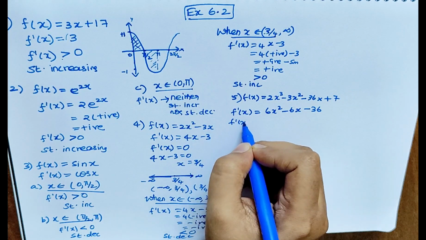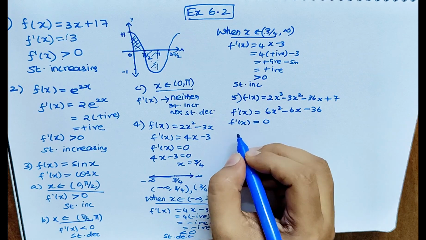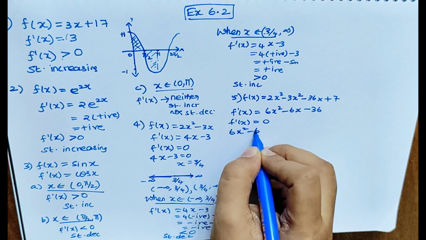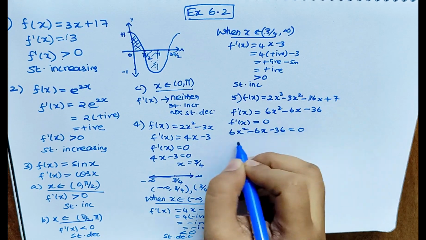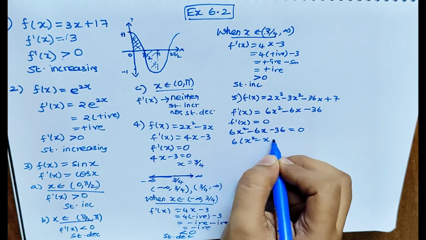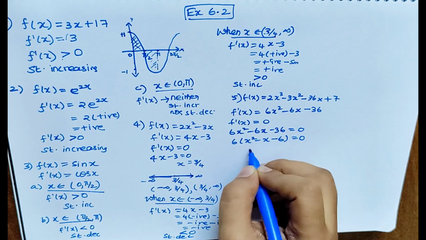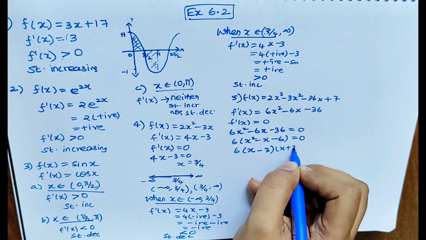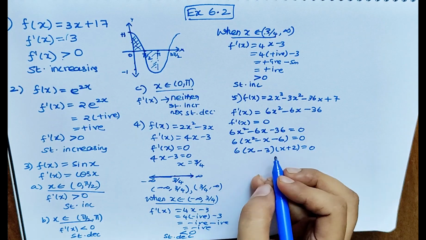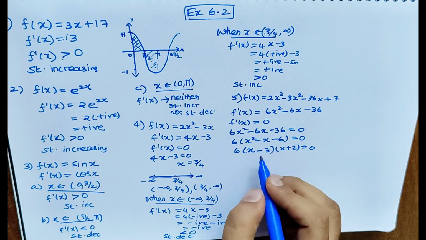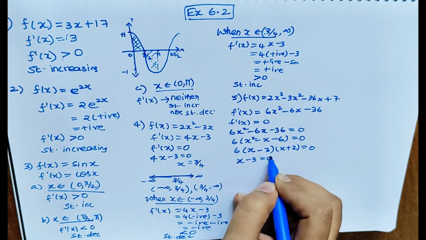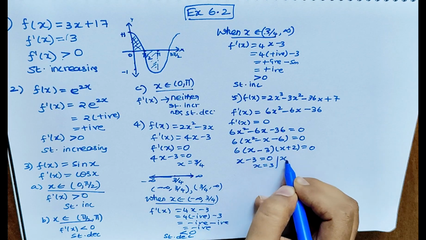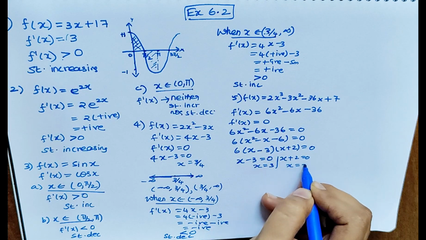To find the zeros, we will equate the first derivative to 0. 6x square minus 6x minus 36 equal to 0. Taking 6 as common, we will get x square minus x minus 6 equal to 0. Factorizing this, we get x minus 3 into x plus 2 equal to 0. Okay? So we have the simplified form. And finding the values, x minus 3 equal to 0, x is equal to plus 3, x plus 2 equal to 0, we have x value as minus 2.